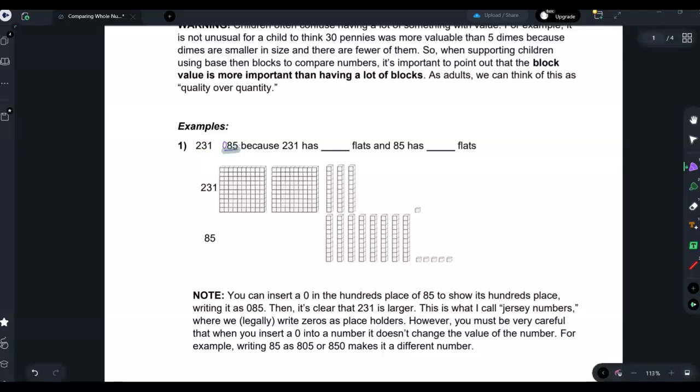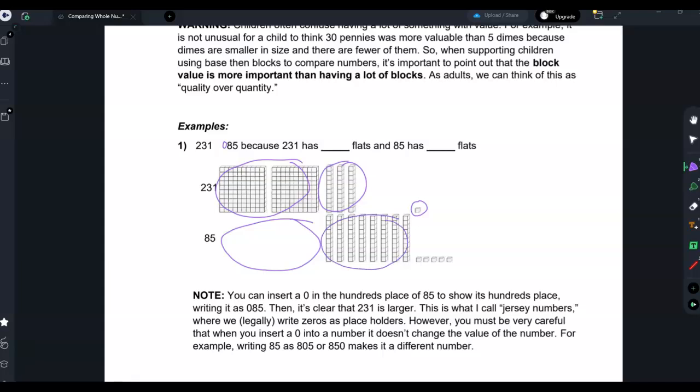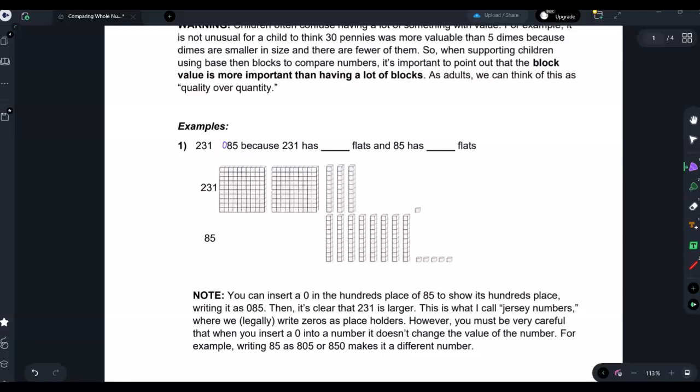So we actually don't need to even look at the tens place or the ones place if the hundreds place is different, and it is in this case, right? So 231, you can see that we've got 2 flats, 3 rods, and 1 unit, versus 85 has 0 flats, 8 rods, and 5 units. But I don't even need to worry about comparing the rods and the units, because if the flats of one of these is more than the flats in the other, that's enough, right? Because flats are the biggest.